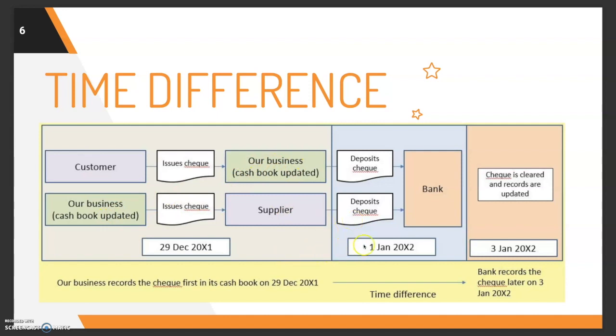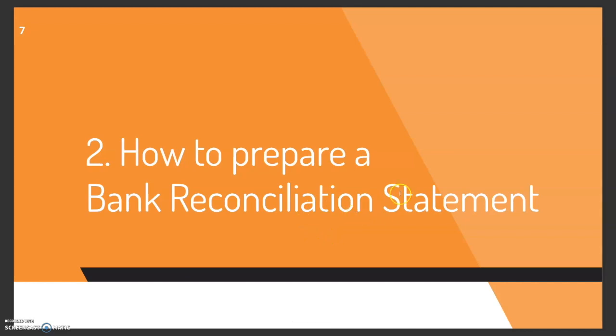suppose they take like 2 to 3 days to deposit the check into the bank. The bank will then take another 1 to 2 days to clear the check and then update the records into the bank statement. So from the first time when you receive or pay the check to the time when the bank finally receives and clears the check, it could be 3 to 4 days later. And this is crucial because at the end of the month, when this usually happens, it will cause your balance to be different. So how do we prepare a bank reconciliation statement?